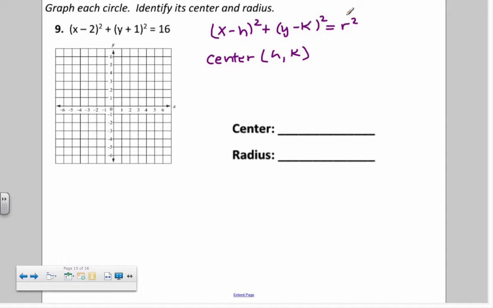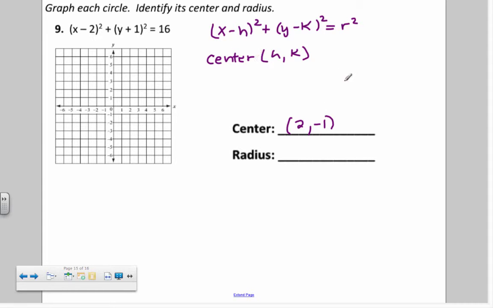Notice that there's negatives in front of h and k. That means that they're going to appear opposite as they do in the formula. So we have the opposite of h. Here we have x minus 2. So we have to think of the center being the opposite of negative 2 or positive 2. And here I have y plus 1. So I have to think about my k as being the opposite of positive 1, which would be a negative 1.